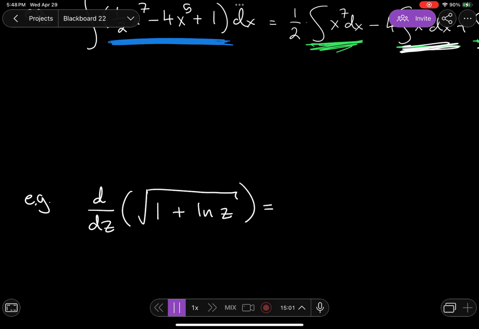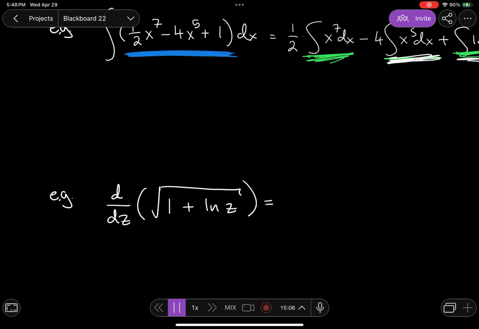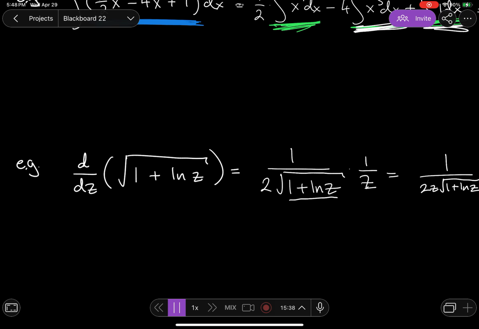Okay, so this is a question about differentiation, I guess, but this is also a question about the antiderivative and this new notation. Of course, hopefully we're all aware that to anti-differentiate this, we'll have 1 over 2 root of the inside function, the natural log of z here, times the derivative of the inside function, but the derivative of 1 plus the natural log of z is just 1 over z. And I can simplify this as 1 over 2z times 1 plus the natural log of z. And I think what I'm trying to say here is there's another way to write that.